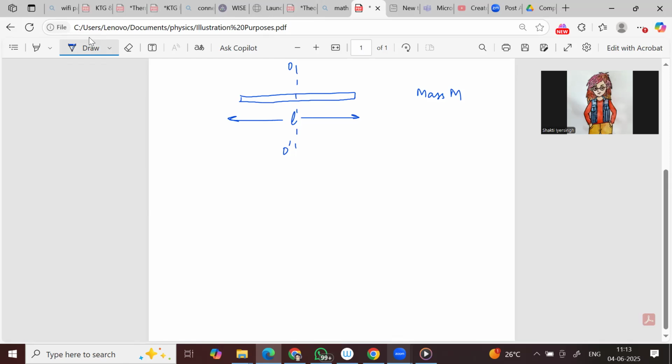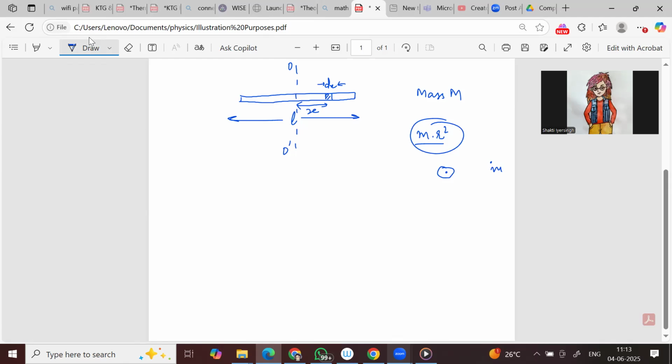And moment of inertia is essentially nothing but m times r square for a point mass at a distance of r from an axis of rotation. So using this principle, let's take a small element here. And this element, let it be at a distance of x from this axis. And let the length of this element be dx.